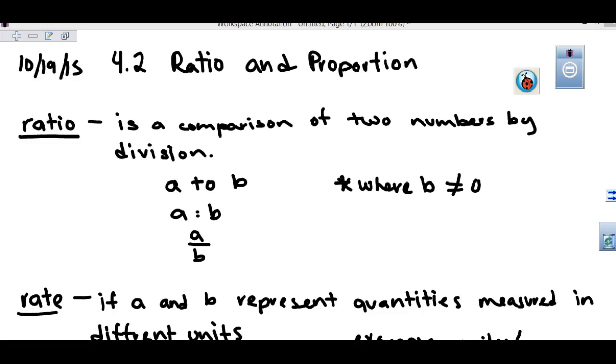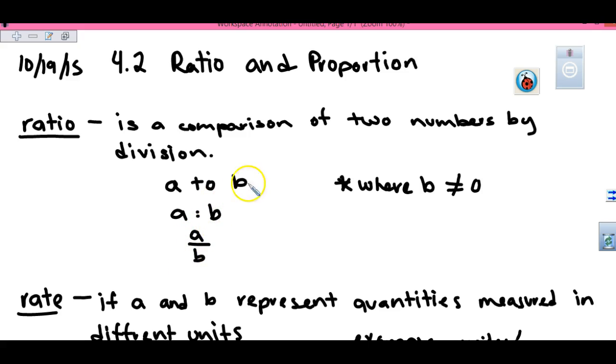Today we're talking about ratio and proportion. A ratio is a comparison of two numbers by division. For example, A to B is a ratio, which can also be written using the colon A:B or using the fraction A over B.